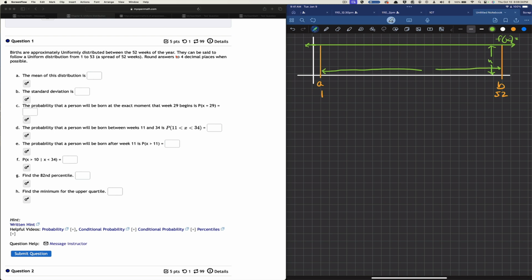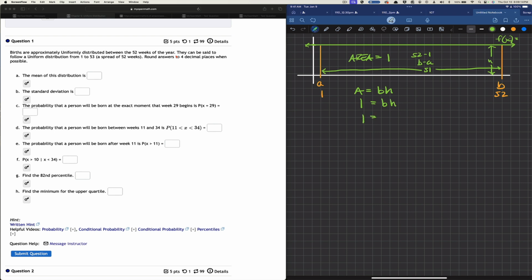That's b minus a, which is 52 minus 1, which is 51. So the distance between the 2 orange vertical lines is 51. And that's the length of my long, skinny rectangle that I have here. And recall that the area of this rectangle, since it represents a probability, is equal to 100%, or 1. And we calculate the area of a rectangle using base times height, or length times width if you prefer, then 1 equals the base times the height.